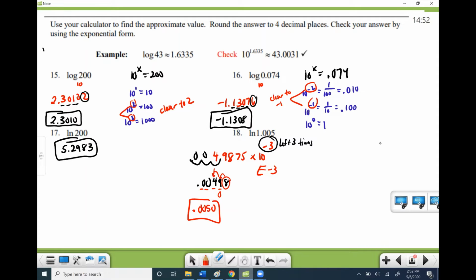Is there an LN button anywhere on your calculator? An LN or an LN of X or an LN of a blank? It's usually pretty close to your E. So if you found E to the X, then your natural log is usually pretty close to E.